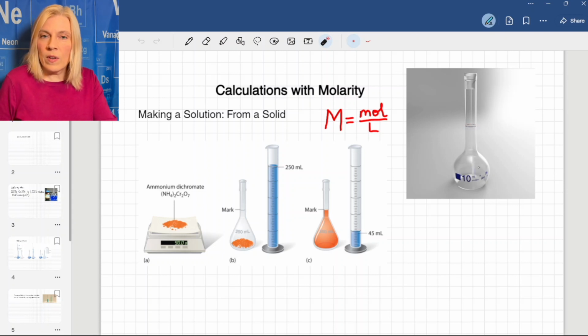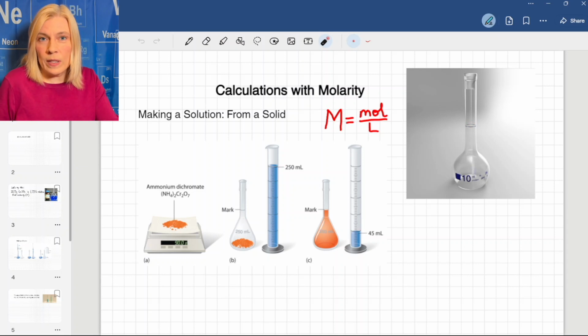solution. They come in 50 milliliters, 100 mils, 250, 500, 1 liter, 2 liters. So they come in different volumes, but they only have one tick mark. They are calibrated for room temperature and the volumes as well.